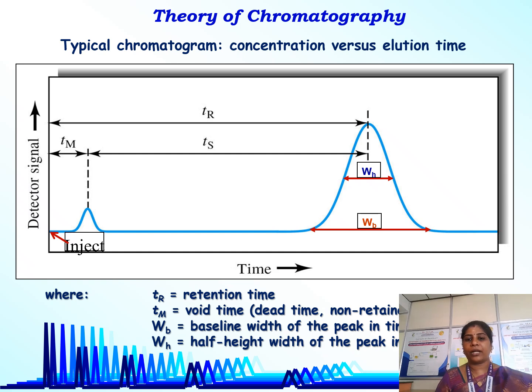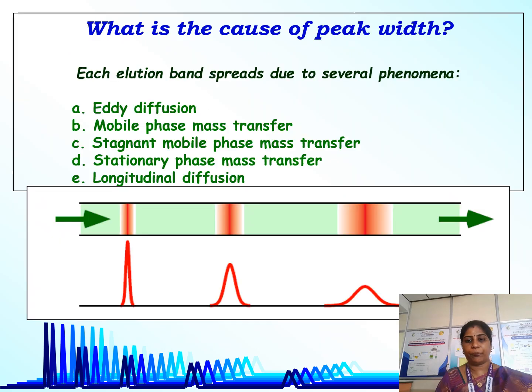The theory of the chromatographic principle depends upon the typical chromatogram, taking time along the x-axis and detector signal along the y-axis. The injection time and the time taken for the molecules to flow through the column are noted through the elution time, where TR represents the retention time, Tm the void time or dead time, Wb the baseline width of the peak, and Wh the half height width of the peak.